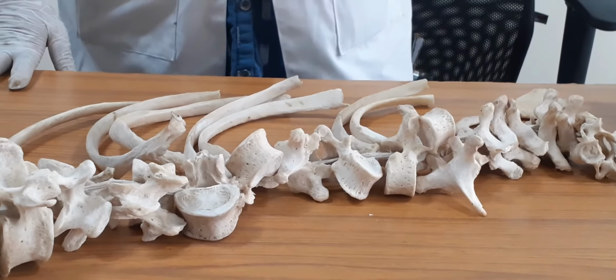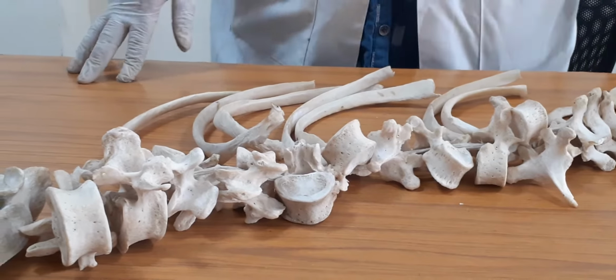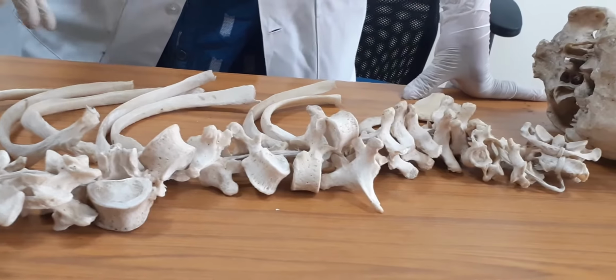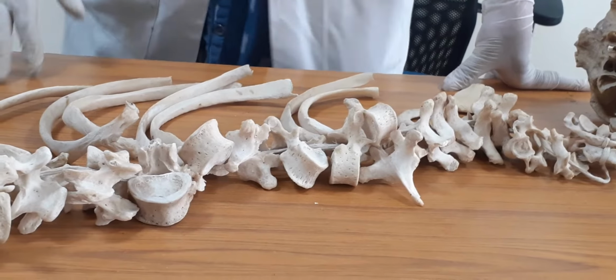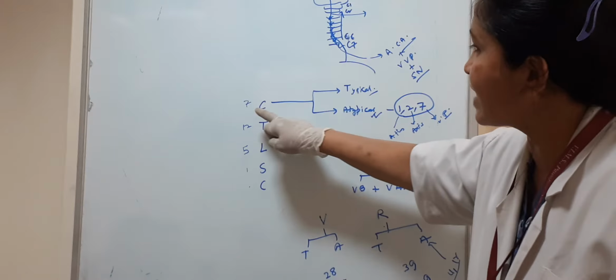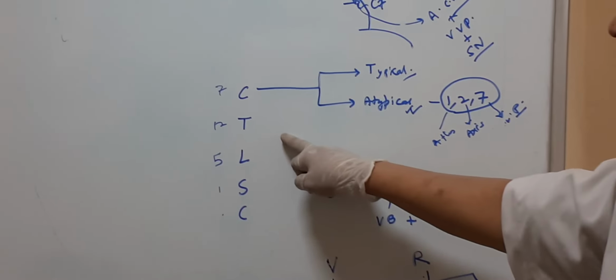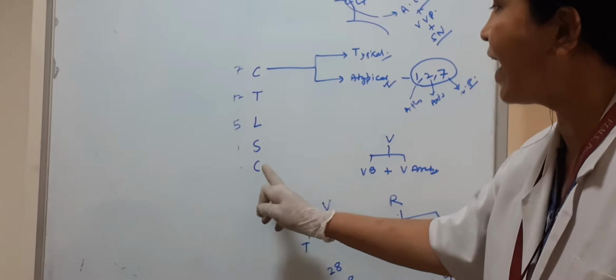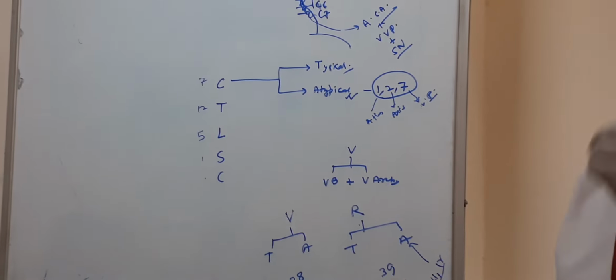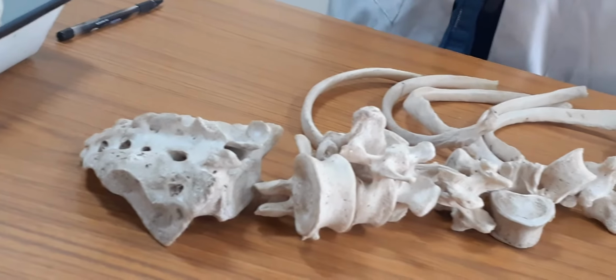Today our topic is ribs and vertebra. We have got 12 pair of ribs and 33 vertebra. That is here: 7 cervical, 12 thoracic, 5 lumbar, 5 sacral and 4 coccygeal. 5 sacral unite to form 1 and 4 coccygeal unite to form 1. So you have to tell we have got 33 vertebra and 12 pair of ribs.